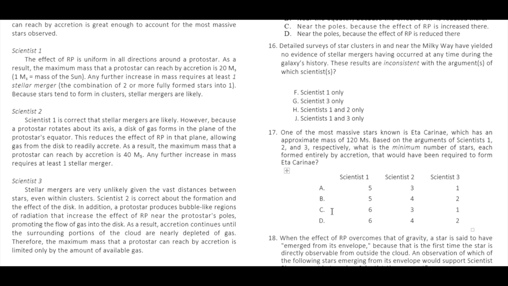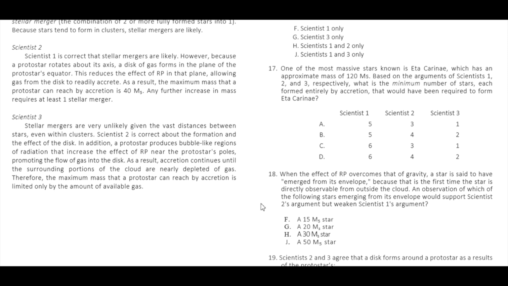Note that we never even had to see what Scientist 3 said, because Scientist 1, looking at that, narrowed it down to C and D, and what Scientist 2 said narrowed it down to just C. So this is kind of a theme throughout the ACT: only read what you need to read to answer the question, and then move on.